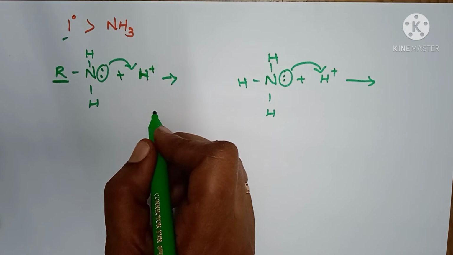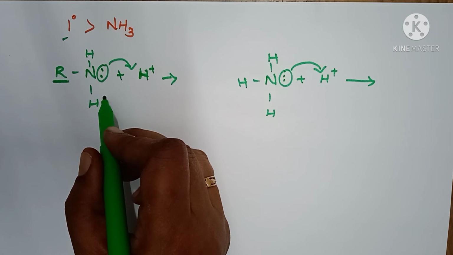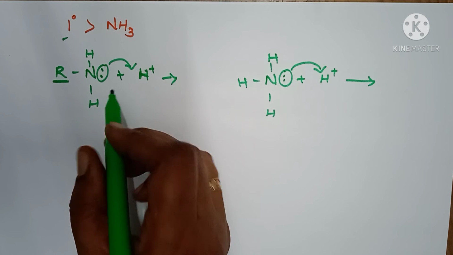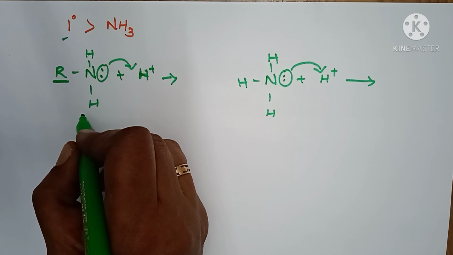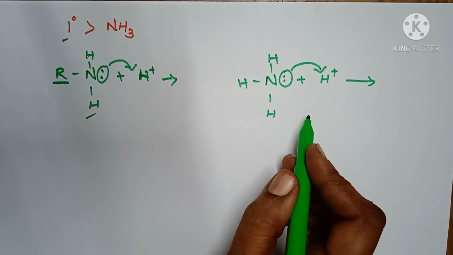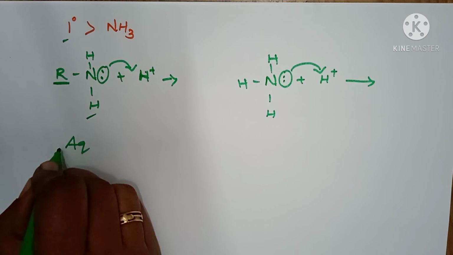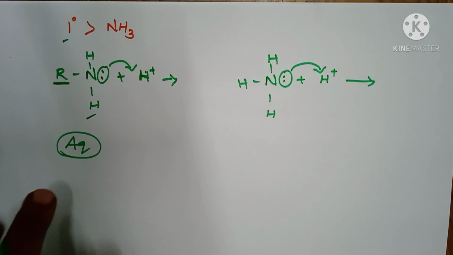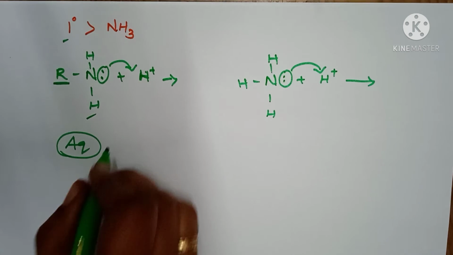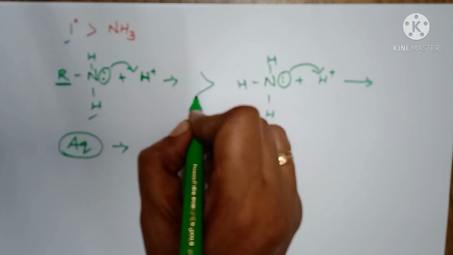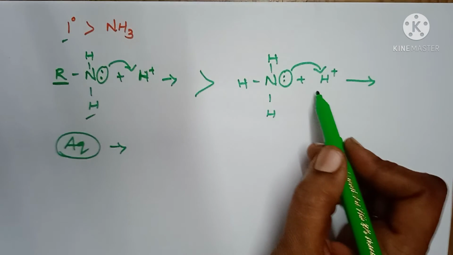Now the lone pair of electrons in the nitrogen atom can be easily donated, making it a strong base. So which is a strong base? Here primary amines are stronger than ammonia. But when it comes to the aqueous case, when it is soluble in water and combined with water molecules, that means aqueous solution, they do not follow this order. So which is greater? Primary amines are greater.